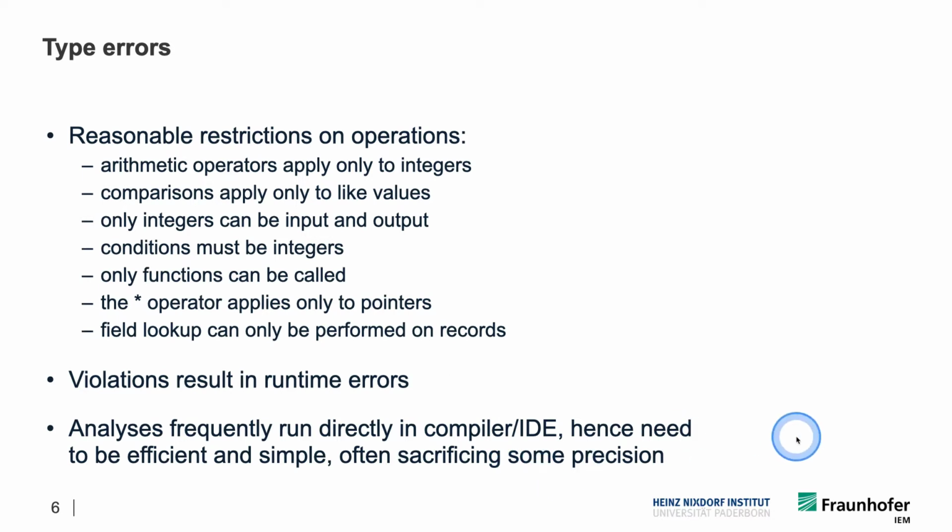The analyses also frequently run directly in compilers or integrated development environments. So, like I said, they need to be efficient and simple, and therefore they often sacrifice some precision. Then we want to do type checking, right? And so the question is, can type errors actually occur during runtime? That's something that we would ideally like to decide already at compile time, right? So we would want to foresee whether the code that the type system or the type analysis is currently considering can have a type error when it executes.